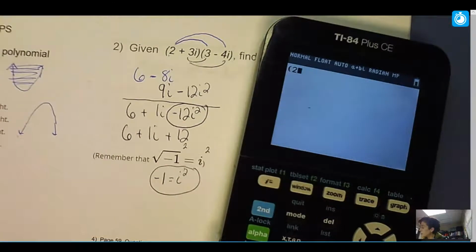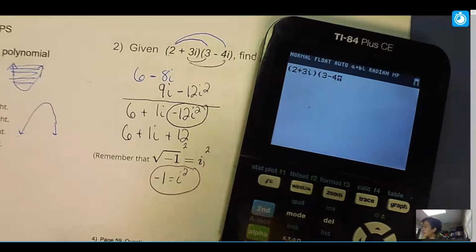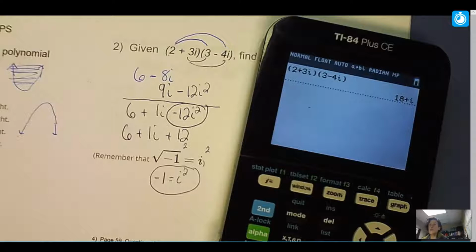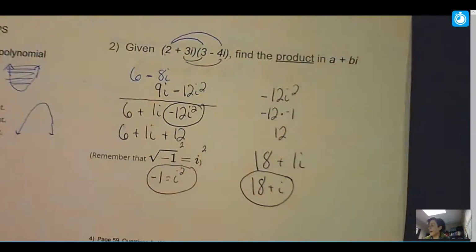So parentheses 2 plus 3i, close those parentheses, 3 minus 4i, and there's the answer that we had. So quick little cheating trick on the calculator.